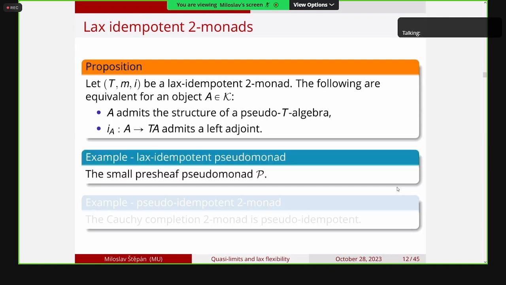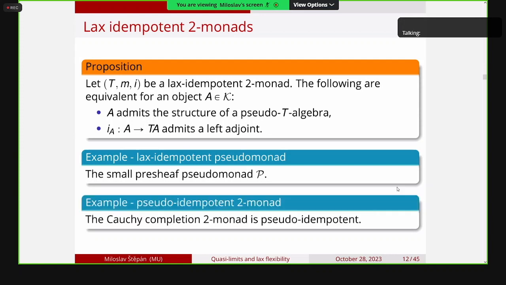Examples include the small presheaf pseudomonad, which I've told you is lax-idempotent. And if you want an example of a pseudo-idempotent one, there's the Cauchy completion two-monad. I haven't described it here, but it's given by sending a category to its completion under absolute colimits.